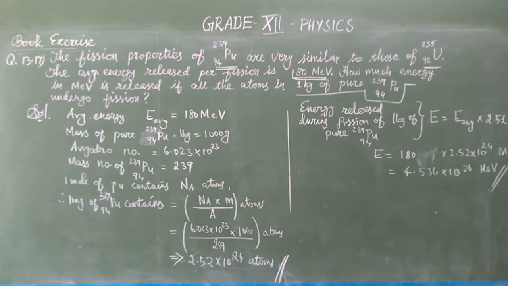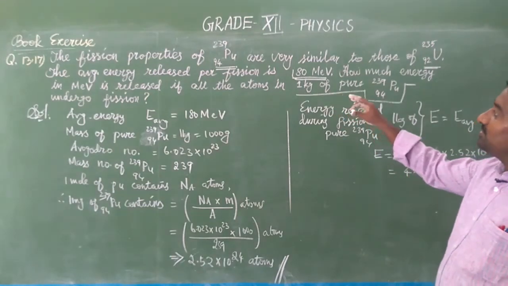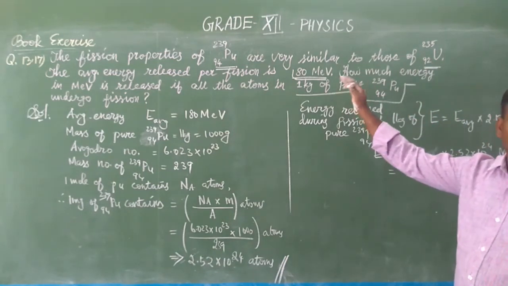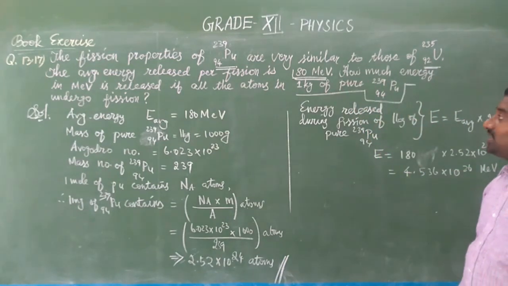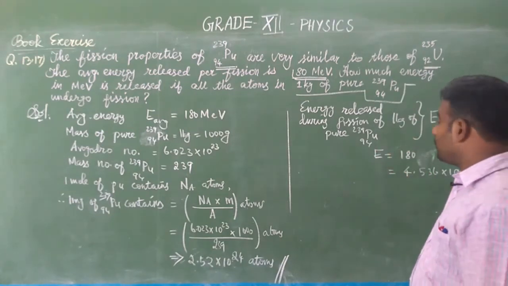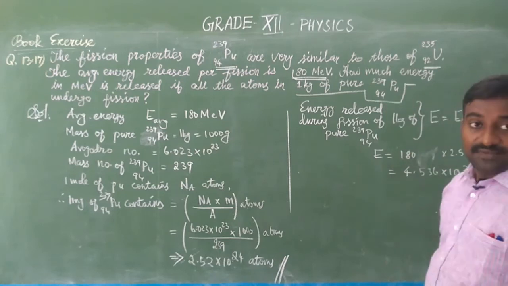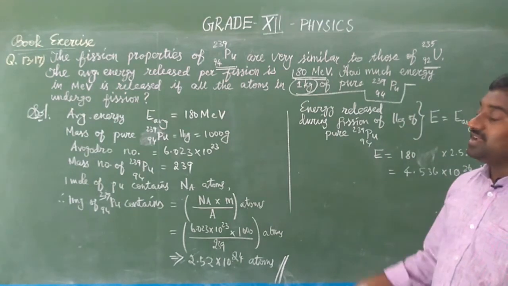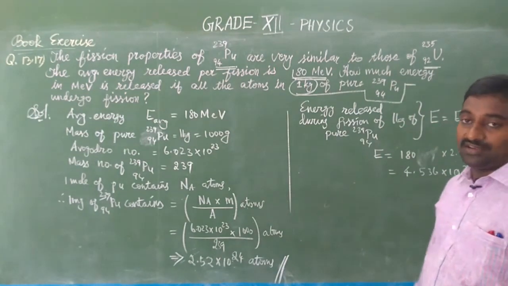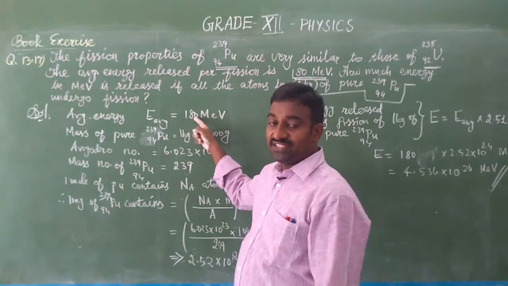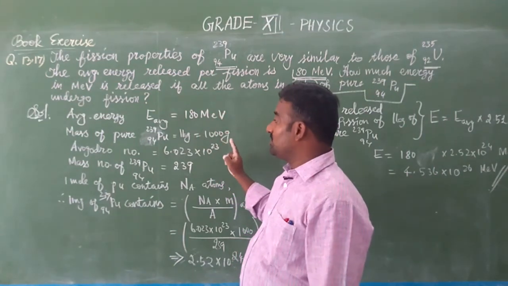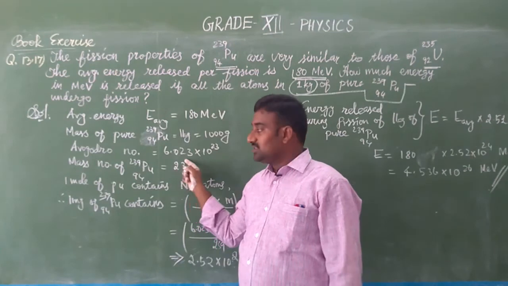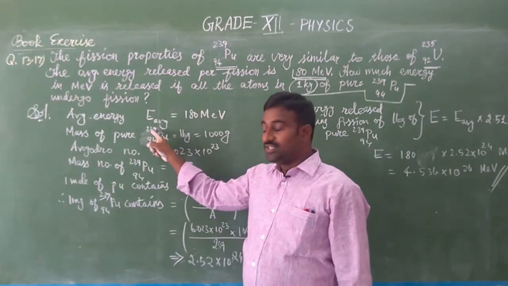Very simple question. Plutonium undergoes a fission reaction same like uranium, and the average energy for fission is given, it is 180 mega electron volt. So how much energy in mega electron volt is released if all the atoms of 1 kilogram of pure plutonium completely undergo fission? First we will write what they gave. Average energy is 180 mega electron volt, and the mass of the plutonium is 1 kilogram, so that is 1000 gram, and the Avogadro number we also know, and the mass number of the plutonium is 239.